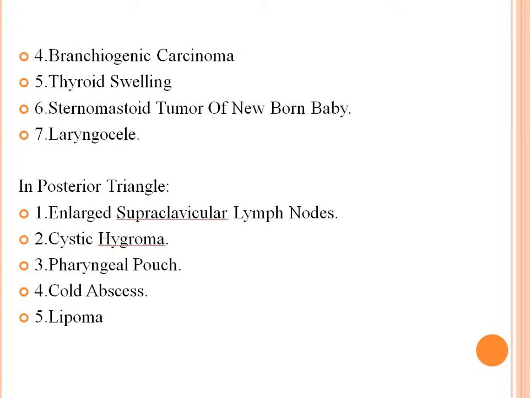Bronchogenic carcinoma, thyroid swelling, sternocleidomastoid tumor of the newborn baby and laryngocele. In the posterior triangle, there are the enlarged supraclavicular lymph nodes, cystic hygroma, the pharyngeal pouch, cold abscess, lipoma. Subclavian aneurysm, cervical rib, sebaceous cyst, lipoma, hemangioma, neurofibroma.